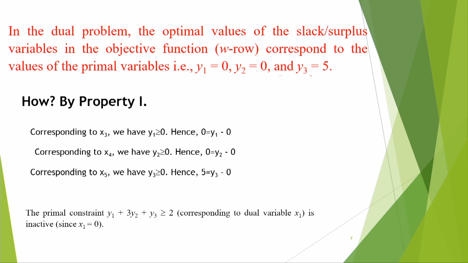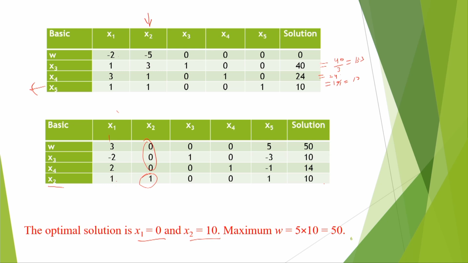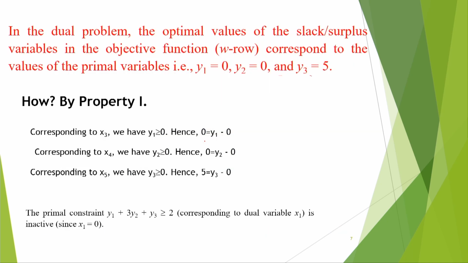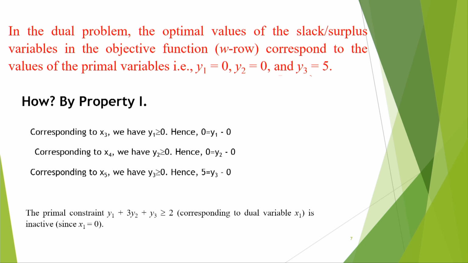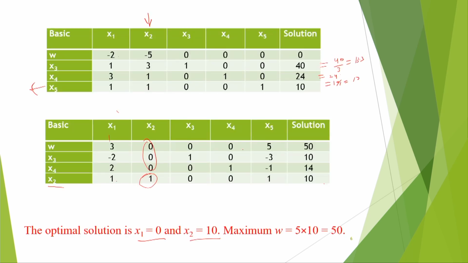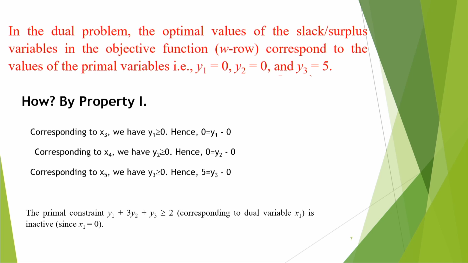Suppose you have got x3 as 0, so therefore y1 is equal to 0. And here you have got x4 with coefficient 0, so therefore y2 is equal to 0. Similarly, here x5 is equal to 5, so therefore y3 is equal to 5. How am I telling that?